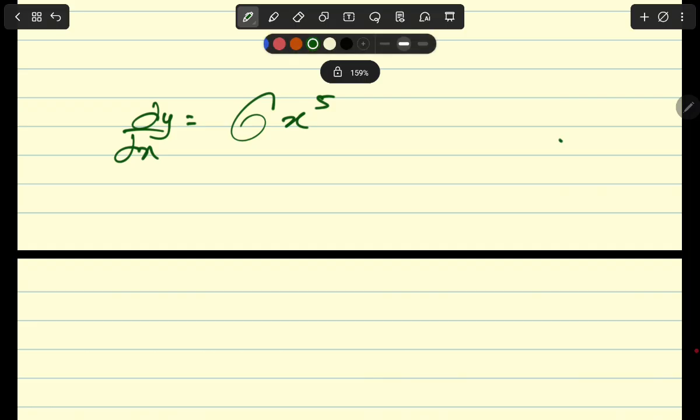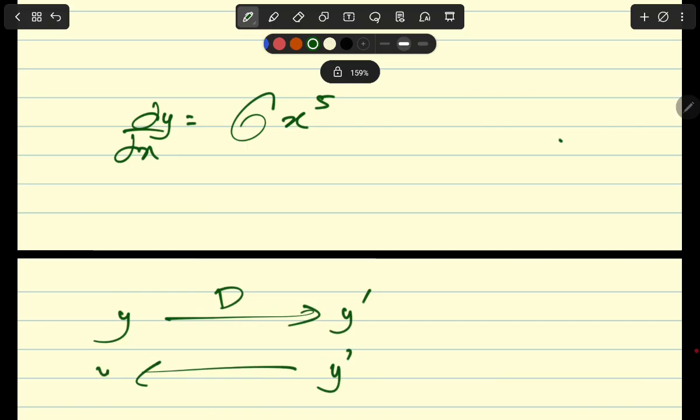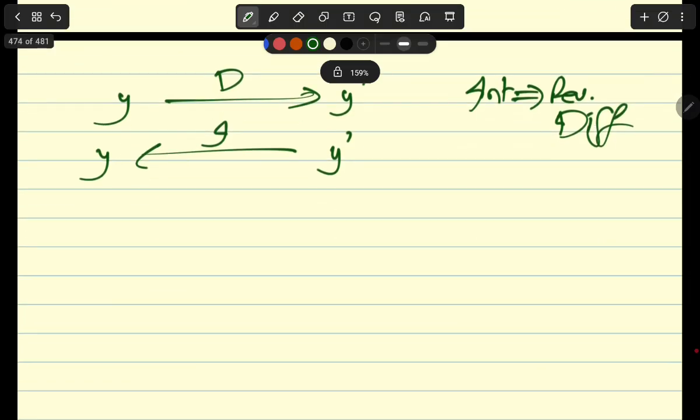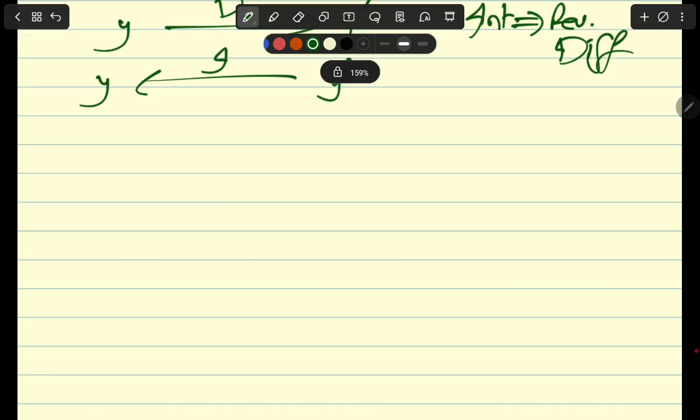Now, notice how different that question is. Differentiation goes forward. You go from y to y prime. Integration goes backwards. You move from y prime to y. So that's integration. That's why another name for integration is also reverse differentiation. Reverse differentiation.